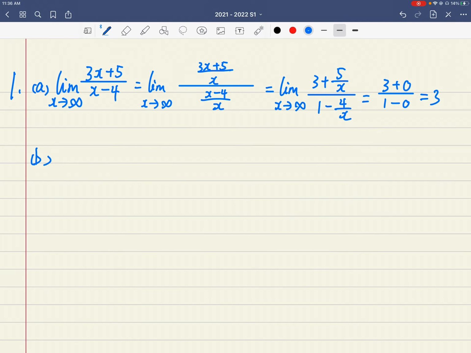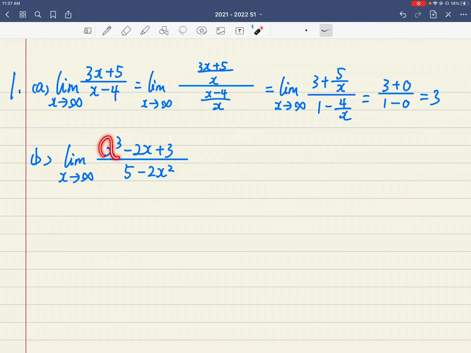Okay. So let's quickly do part B. So it's a limit of x cubed minus 2x plus 3 over 5 minus 2x squared. Again, do the substitution. The top, even if it's minus 2x, you can see x cubed is always much larger than 2x, especially when x is very, very large. So the top, if x is very, very large, is still going to be very large.